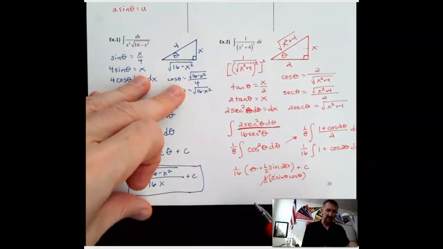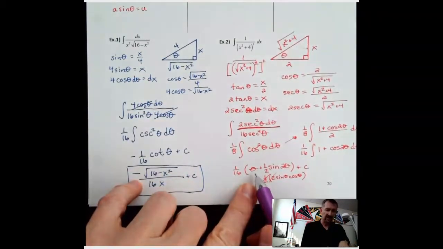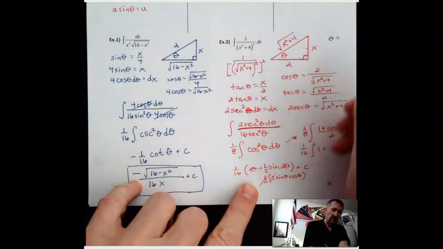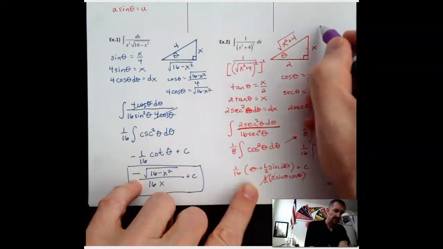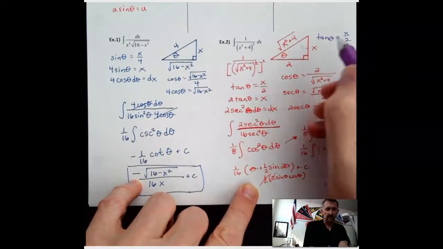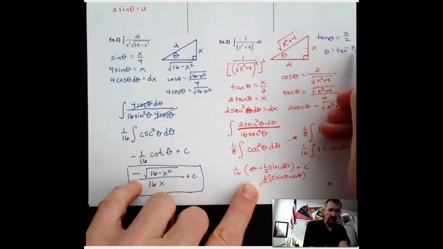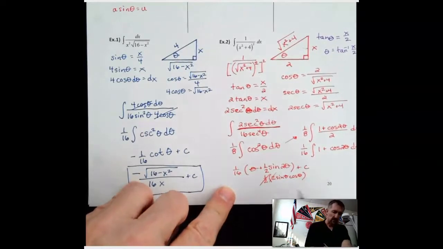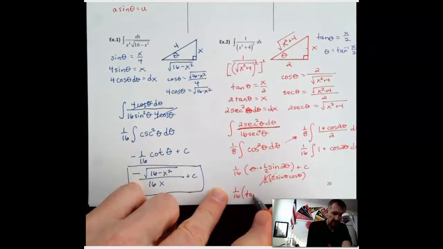And now we need to substitute that stuff back out. All right? So if we wanted to solve for theta up here, opposite over adjacent, tangent of theta is x over 2. So theta is the arctangent of x over 2. So we can do that. So I still have a 1/16 here, and that's going to be the arctangent of x over 2.